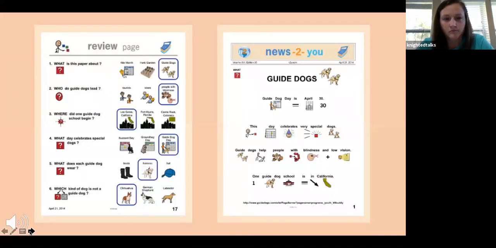Here are some more examples of the resources available through News to You. Start thinking about how you could make something like this for your student, or how you might be able to adapt a story or something that you're sharing with your student, a narrative, how you could either make it look similar to this News to You format by incorporating images that go with each question, or you might be able to grab a couple freebies off the News to You website.